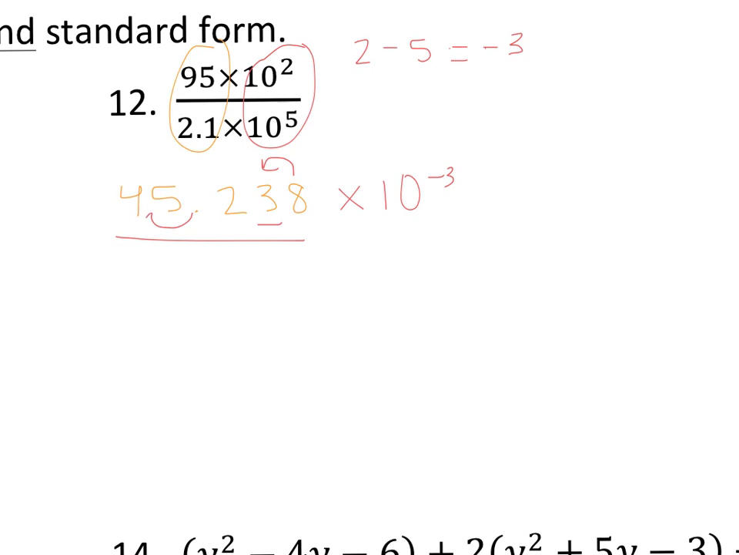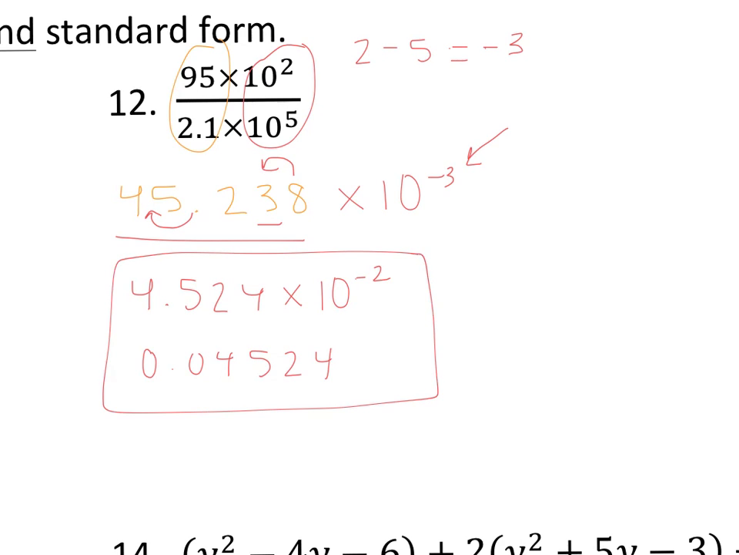So when I move that over, I originally wanted to go negative 3, so 3 to the left, and I'm already going 1 spot to the left, so that will make my exponent go down 1. So my answer will really be 4.524 times 10 to the negative second. Again, I just rounded to the nearest hundredth, which then in standard form would be 0.04524. I got both forms, so I am done with that problem.